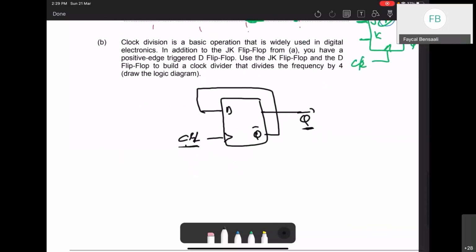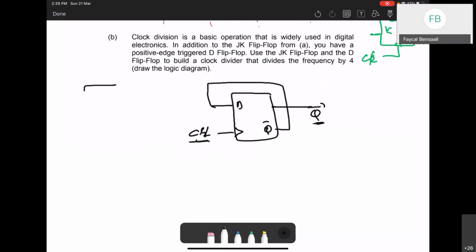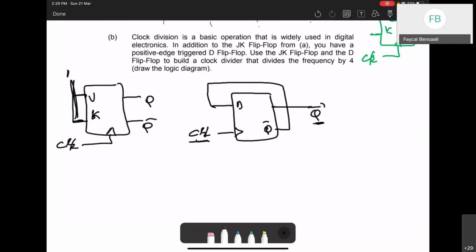right? And we said we can do it as well with a JK flip-flop by just connecting, so this is J, this is K, so we have Q bar, and then by just connecting the J and K to 1, so we always have a toggle operation. If you do this, I will get a clock divider. Divide by 2.